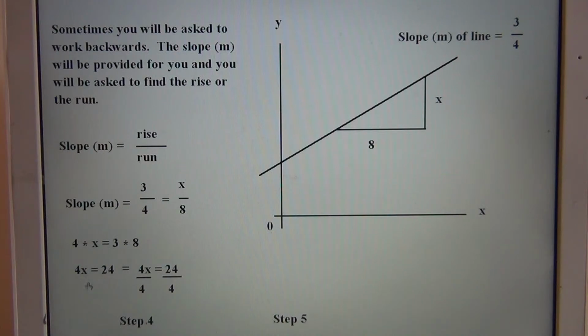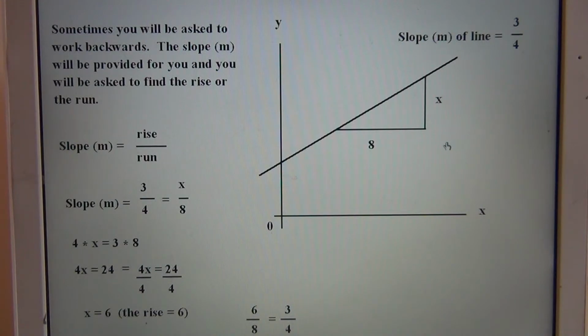We divide both sides of the equation by 4, so we can get x alone. And we have 4x divided by 4 and 24 divided by 4. And we get the rise, x is equal to 6. So the rise here is 6. And so this would be 6/8. The slope of this line would be 6/8. But if we reduce 6/8 to its lowest terms, we have 3/4, and that's what they told us the slope was. So we're correct.